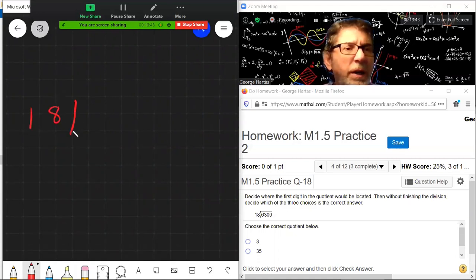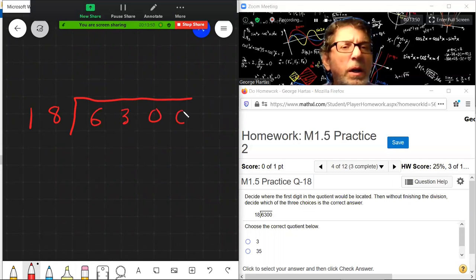18 divided into 6,300. Can 18 go into 6? Nope. Can 18 divide into 63? Yep. So our answer begins right here. The answer begins right here. It begins in the hundreds column. So we know it's got to be a 3-digit number. Our quotient has to be some kind of 3-digit number.